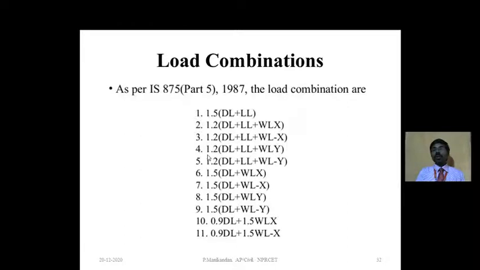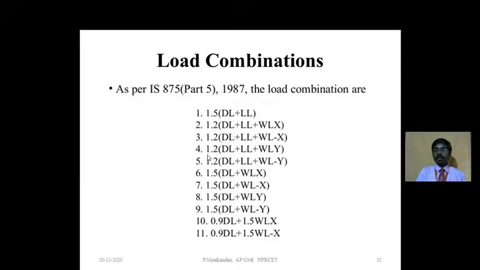So we have the code books IS 456 2000, SP 16, and IS 875. In IS 875 we have 5 parts. Part 1 is for dead load, part 2 for live load or imposed load, part 3 for wind load, part 4 for snow load, part 5 for special loads. We have a separate code book for seismic load, IS 1893. So these are the load combinations mentioned in IS 875.